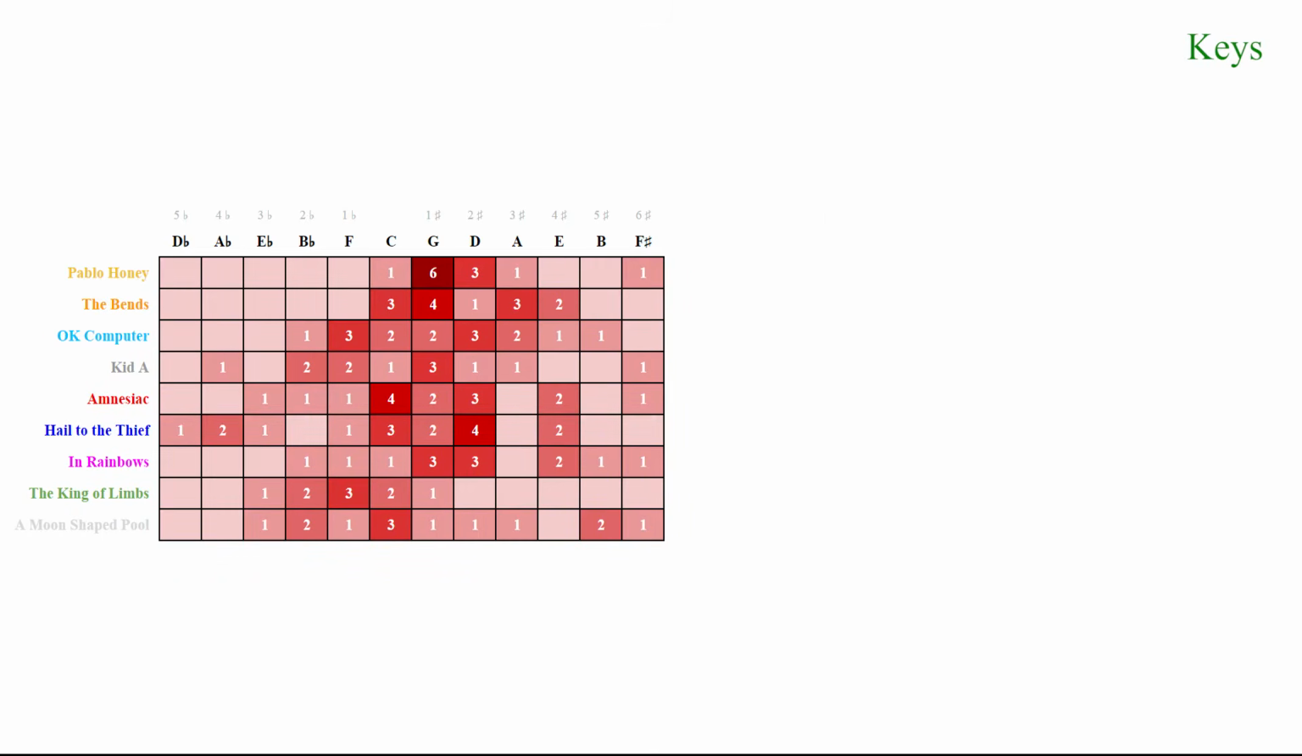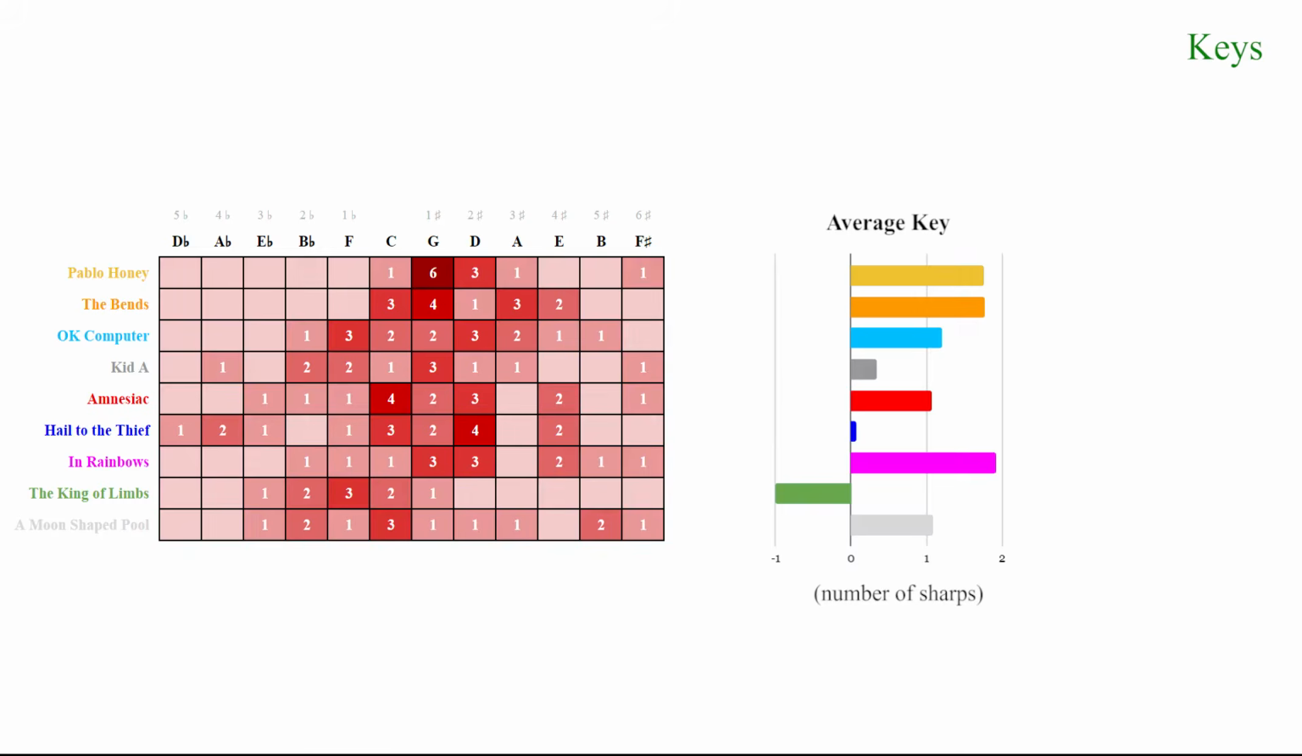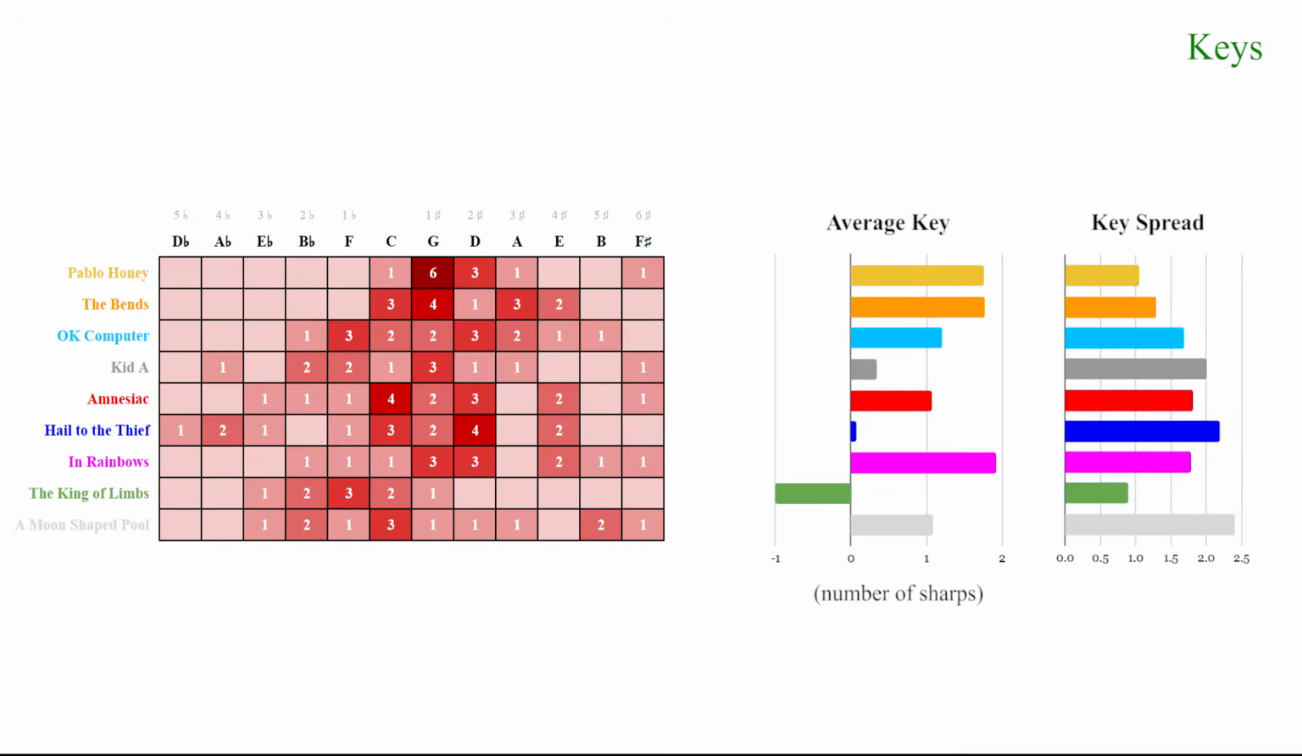This chart can also be summarized by the average number of sharps or flats in the keys used per album, as well as a rough measurement of the spread of these keys. For statistical reasons I don't want to get into, I will generally use mean absolute deviation to measure spread. As you can see, Radiohead use a variety of keys throughout their discography, but in their first 2 albums, especially Pablo Honey, they tend to gravitate towards a narrow range of keys, in particular what are known as guitar keys. The diatonic chords in these keys mostly have easy-to-play open fingerings on the guitar.